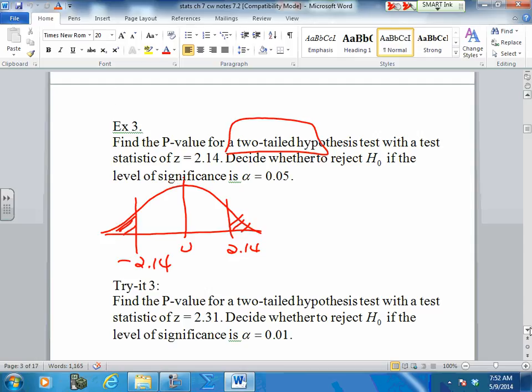Now, you have two choices. You could look up the 2.14, but you're going to get all this area to the left, and then you have to subtract it from 1. Or, you could look up the negative and find this little piece out here. Isn't this little piece the same as this little piece? So that's why we say you have double the chance. So we're going to look up the area to the left, and we're going to multiply it by 2.